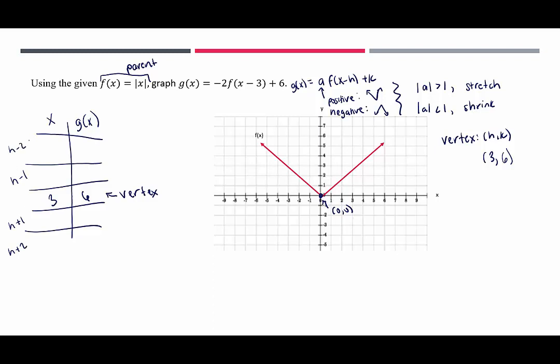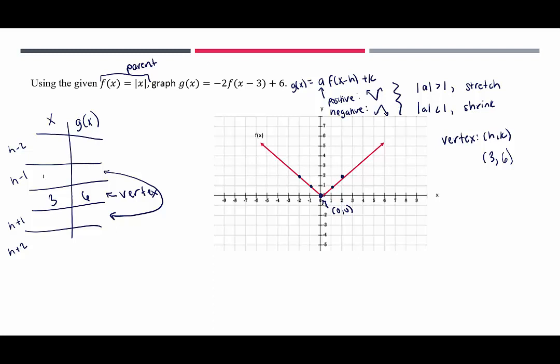Because this is an absolute value graph, there is a lot of symmetry, so we actually only have to do half the work. If you look carefully at this graph, if we go 1 over to the left of the vertex and 1 over to the right, those provide the same y-coordinate. 2 away from the vertex on x provide the same y-coordinate. So once we have the vertex identified, the ones that are 1 away from the x value of the vertex will produce the same output. The ones that are 2 away will produce the same output. So that's really helpful when we're graphing.